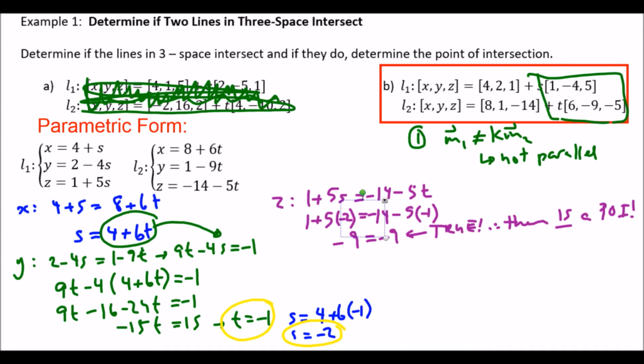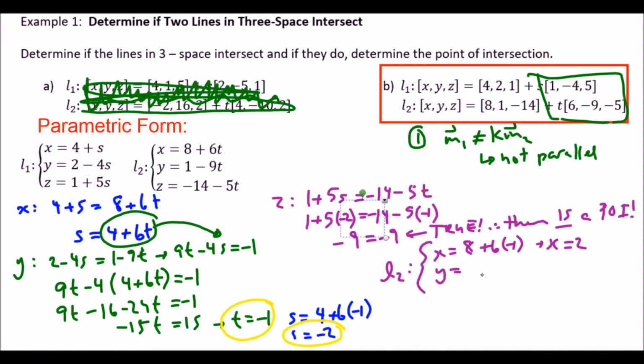So let's go with, I like working with negative 1 a little bit easier, so I'm going to go with line 2. Line 2 tells me that x is equal to 8 plus 6 times negative 1. So here x is equal to 2.